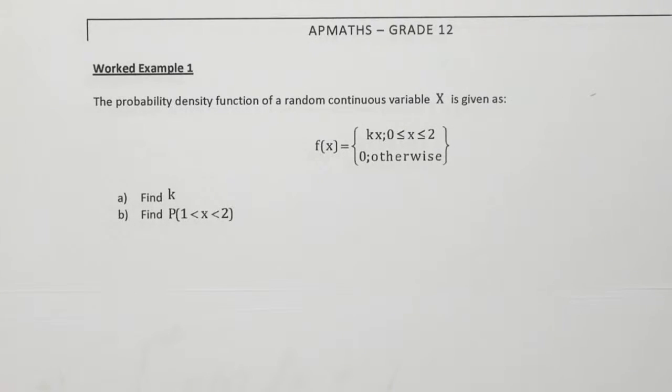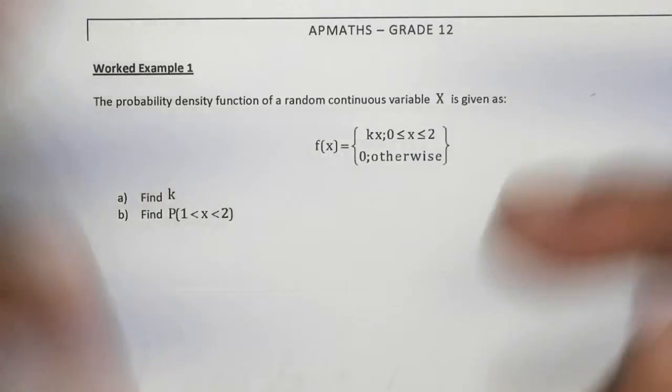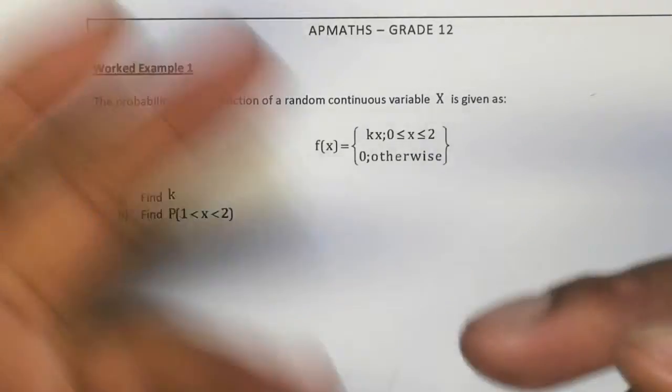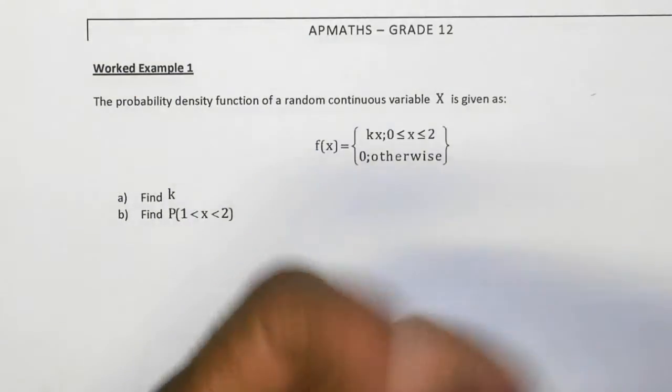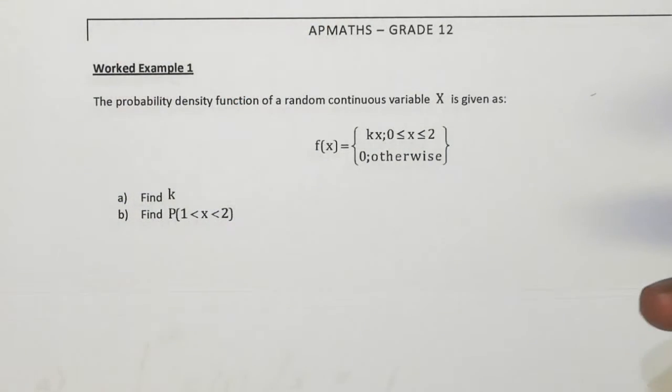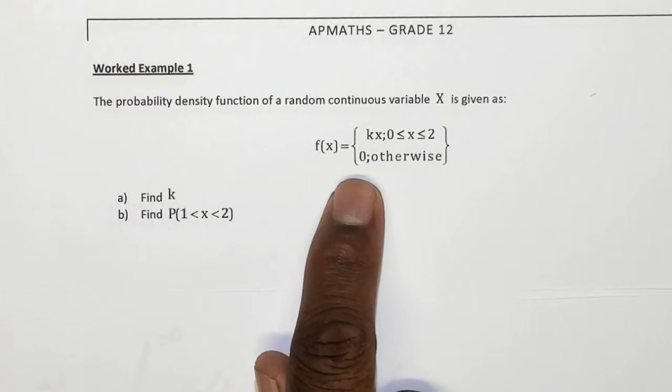Welcome, grade 12s. I'd like to look at one example on a probability density function. Remember that the probability density function is a probability model, and the area under that curve adds up to 1. The special thing is that it adds up to 1. So let's see what is given here.